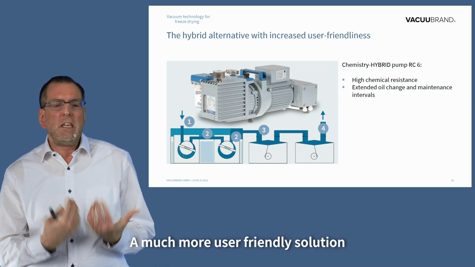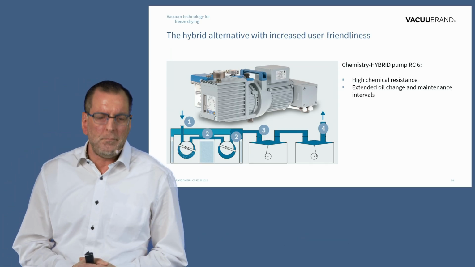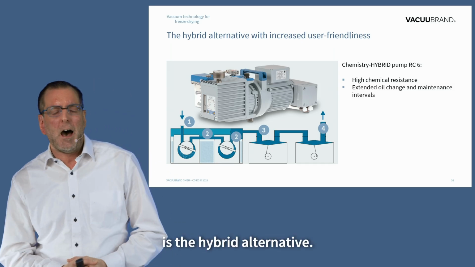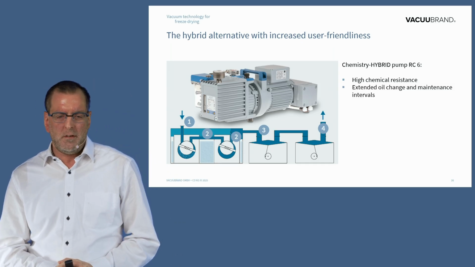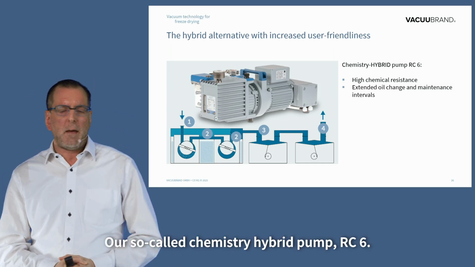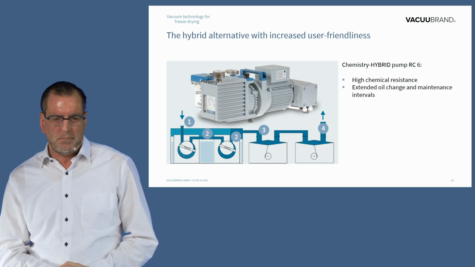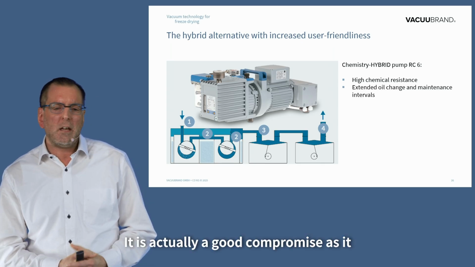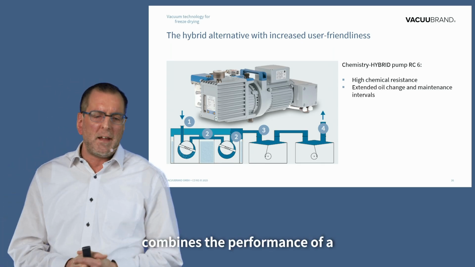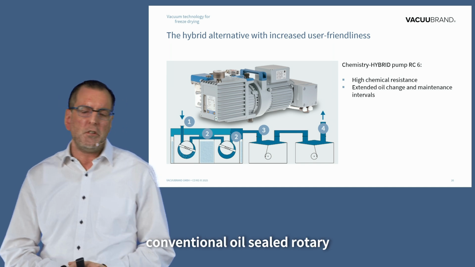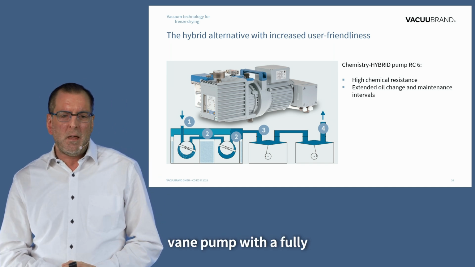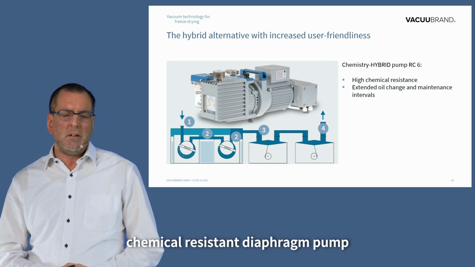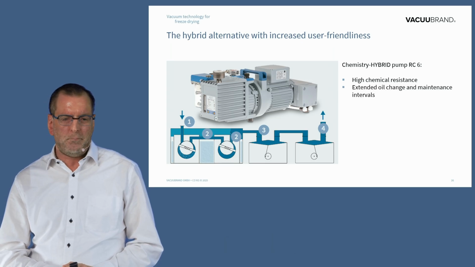A much more user-friendly solution is the hybrid alternative, our so-called chemistry hybrid pump RC6. It is actually a good compromise as it combines the performance of a conventional oil-sealed rotary vane pump with a fully chemical resistant diaphragm pump system.